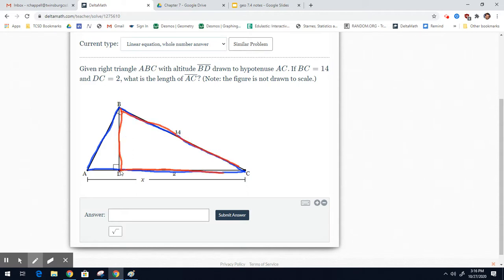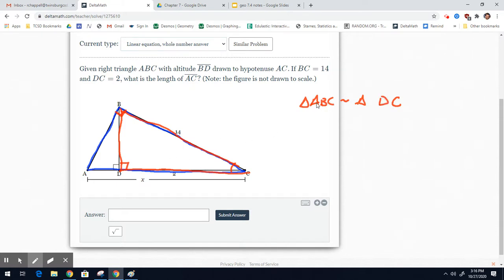So I need to write out the triangle similarity statement. So triangle ABC is similar to, well, these two triangles share angle C. So angle C will correspond to itself. In the big triangle, B is the right angle. In the small triangle, or the medium triangle, D is the right angle. So B and D correspond.